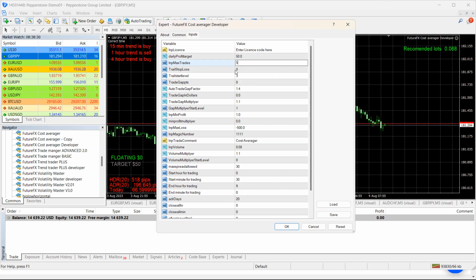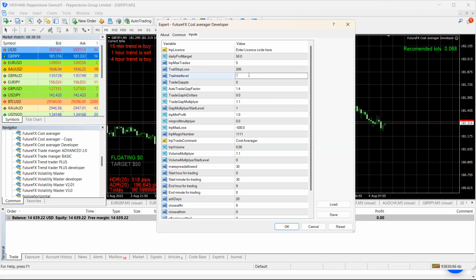You just type in points, whatever you may want to do. If you want to have it 200 points, which is 20 pips, then you just type in 200. Trail start level. You can select which level you want the trailing stop loss to start with. So if I've got it set at 3, then it's not going to work on the first trade and the second trade that it opens on one pair, but it will on the third, fourth, fifth, sixth, etc.